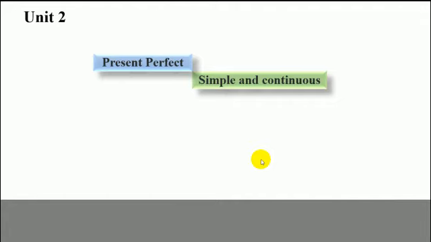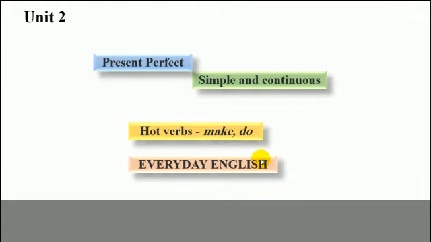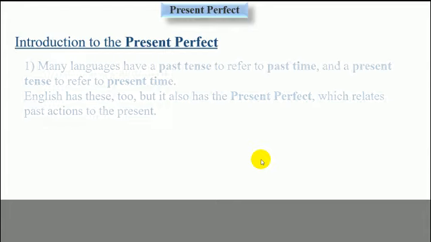The elements covered in this lecture will be based on Unit 2 of your textbook, New Headway Upper Intermediate. These elements are present perfect, simple and continuous. Hot verbs to cover: make and do. Everyday English to cover: exclamations. So I will give you a brief introduction to the present perfect.